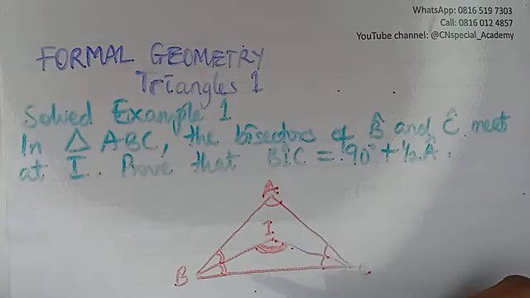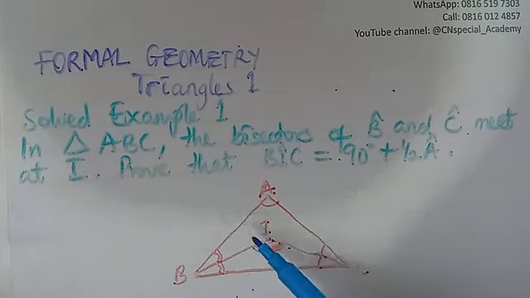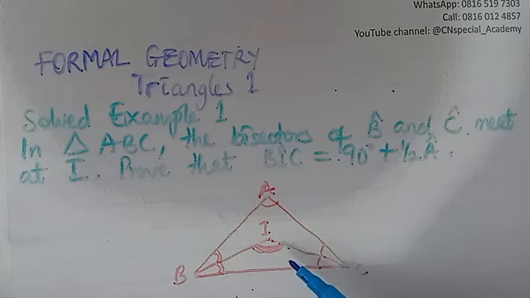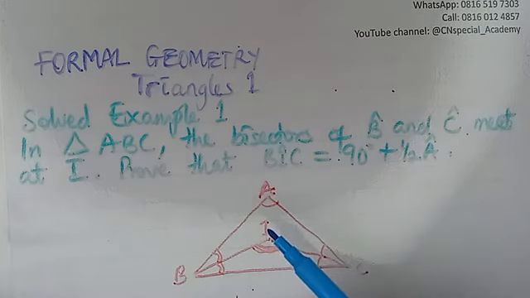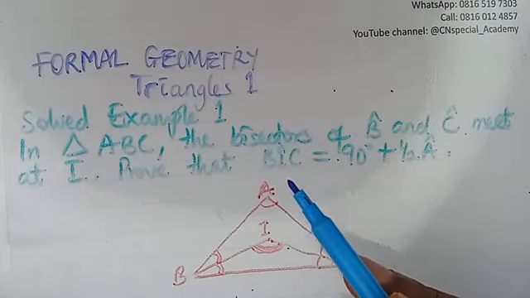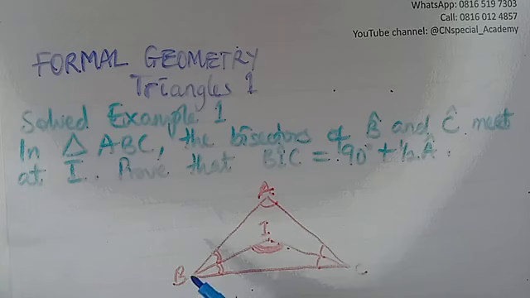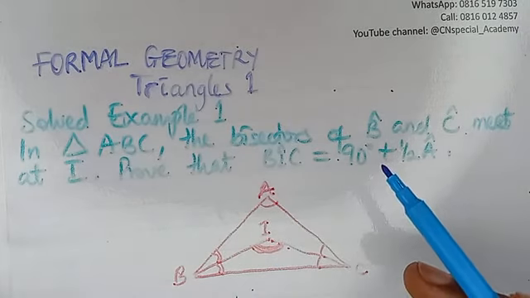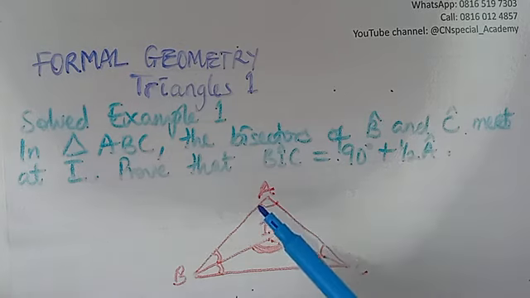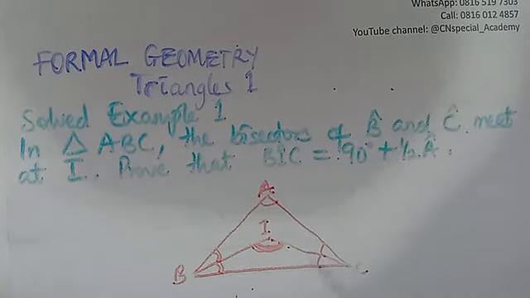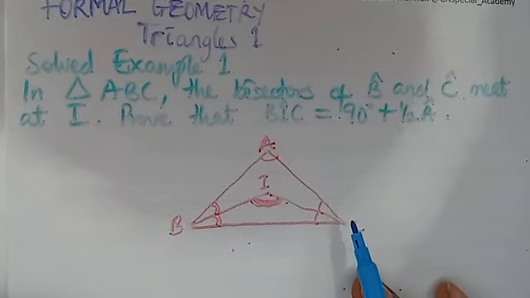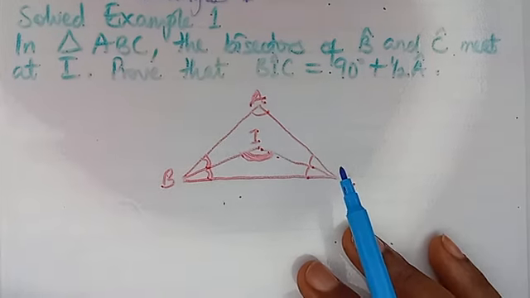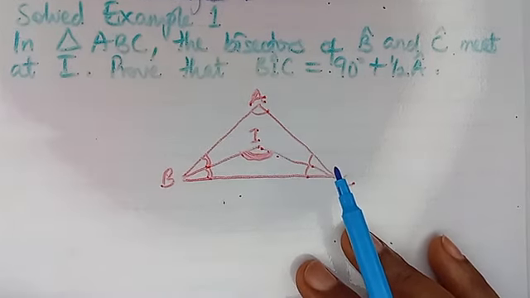In triangle ABC, the bisectors of angle B, which is this line, and angle C meet at a point I, and we've been tasked to prove that angle BIC, that's this angle here, is equal to 90 degrees plus half of angle A. Okay, having seen that, this is a proof question. Let's see how we go about proving questions.